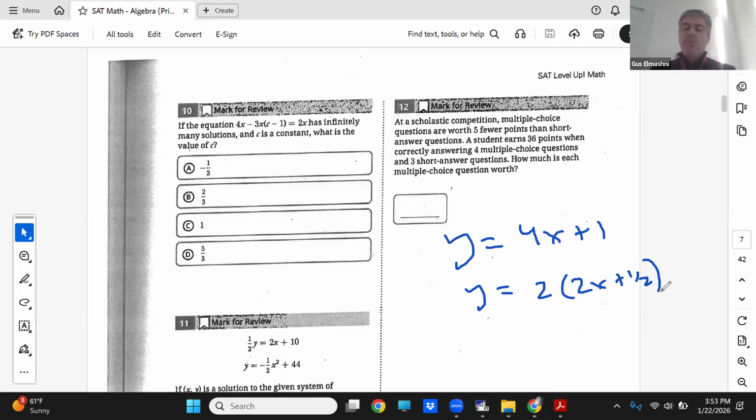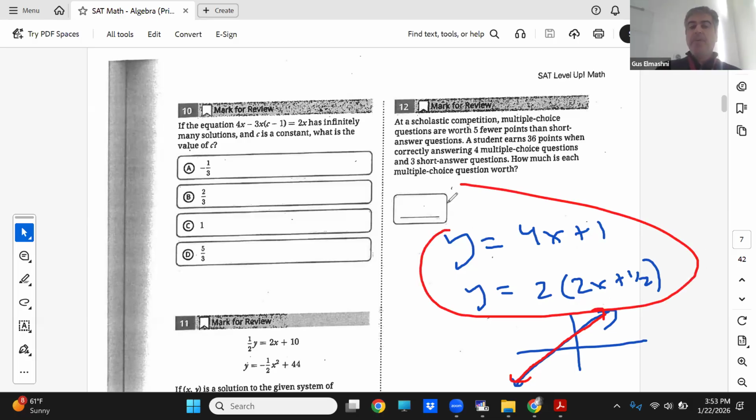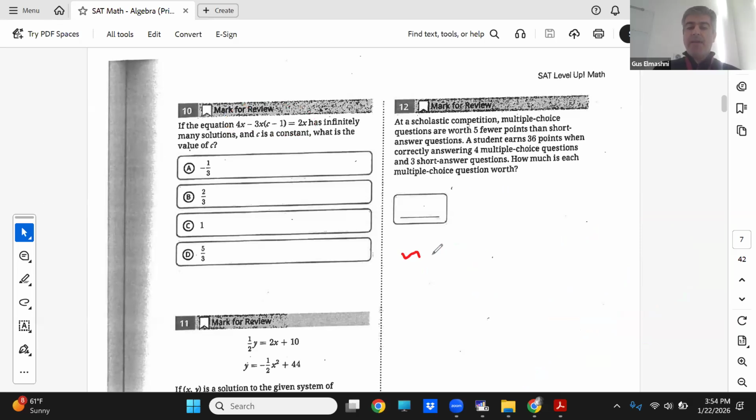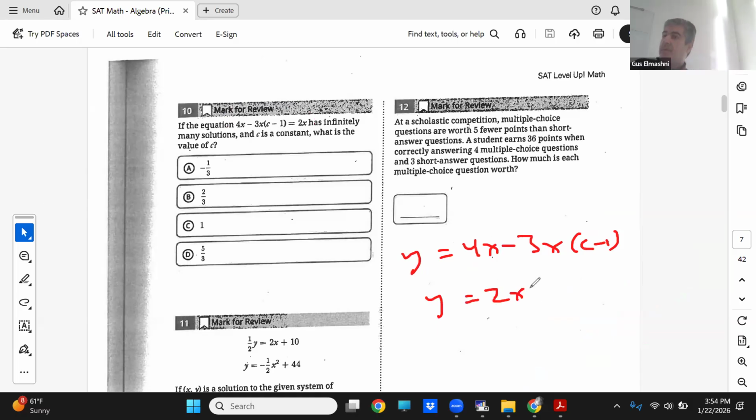If I were to graph it, you'd have the first graph, and the second graph would overlap it. That's what's meant by infinitely many solutions. There are infinitely many values of x and y that make both equations true. So when you're told there are infinitely many solutions, think of it the same way. For example, y equals 4x minus 3x(c minus 1), and y equals 2x. You want both of these to be identical.